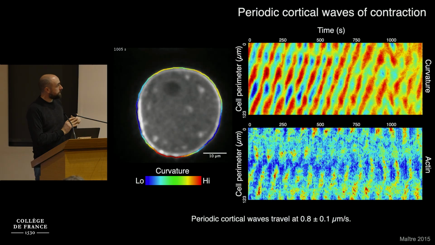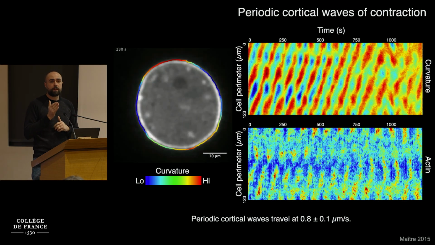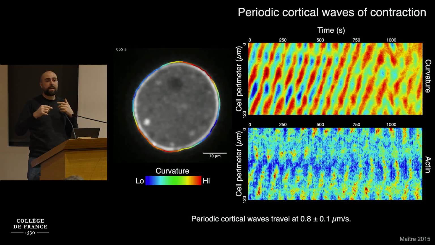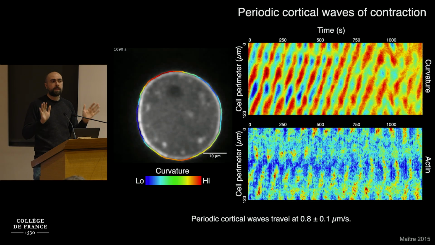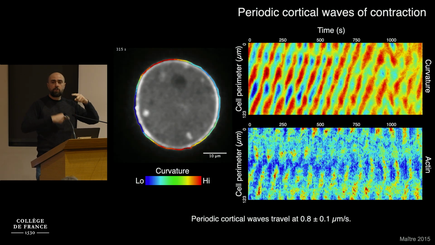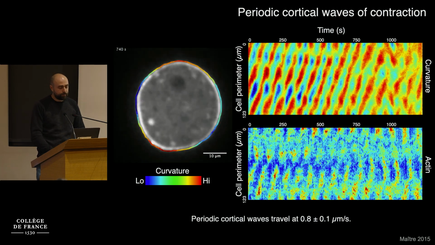And on the bottom is the actin cytoskeleton, which is in perfect synchrony with the deformation. Those waves of contraction travel at about 0.8 micron per second. This is about 10 times faster than a migrating cell. It's a very fast phenomenon. And I hope you can also appreciate that it's not one wave, it's two waves that run after each other at either pole of the cell.